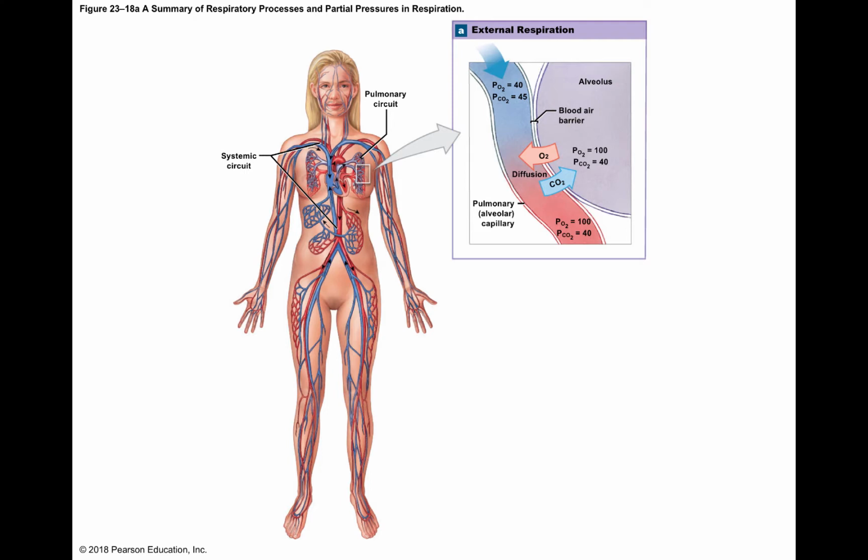Same names for everything. These are pulmonary veins. Systemic arteries. Systemic veins. And pulmonary arteries. This is the alveolus. And this is the tissue.